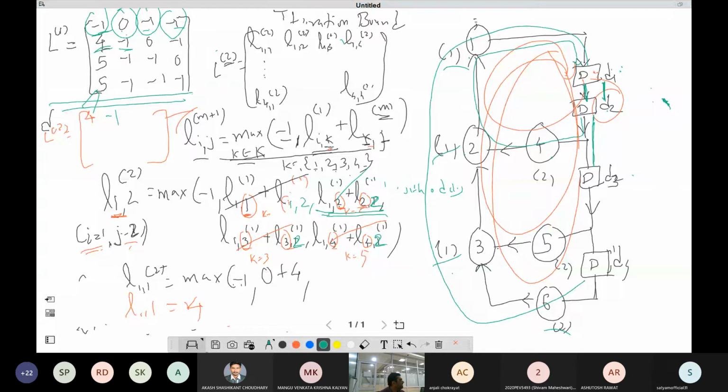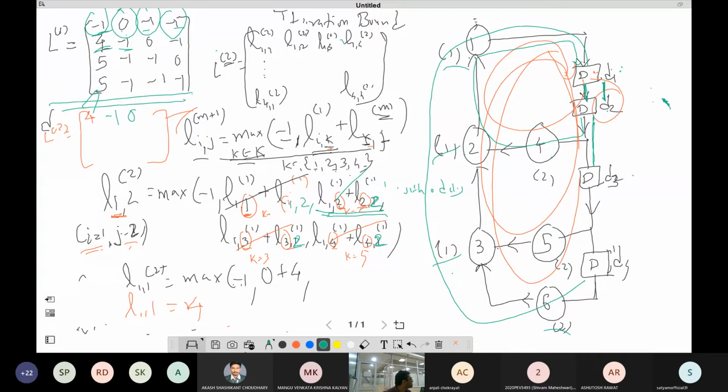Okay. If anyone will come out with the L13, let me know. Yes? Very good. It is 0. Directly. So next value will be 0. Very good.